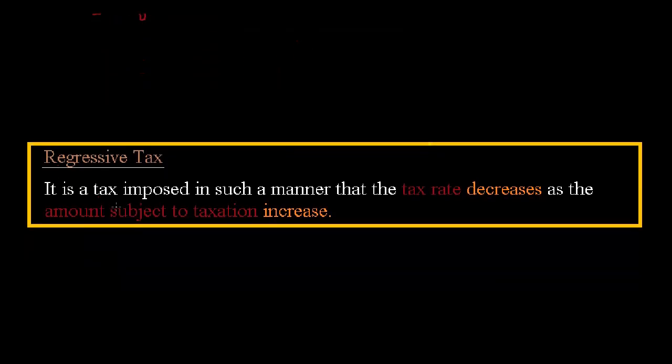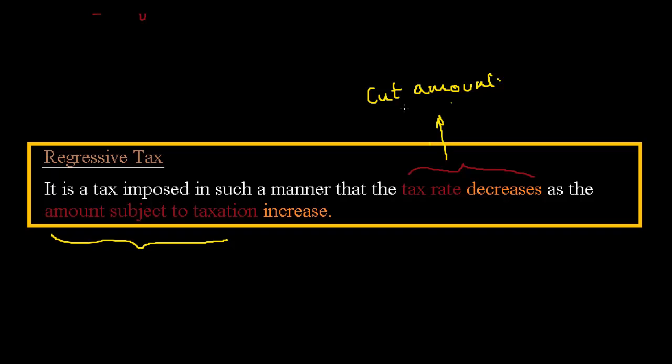Regressive tax is a tax imposed in such a manner that the tax rate decreases as the amount subject to taxation increases. The tax rate is decreasing and the amount subject to taxation is increasing. Now, as we have already discussed, the tax rate is the cut amount of the government. The government says you have to give me this much percentage as a cut out of the total money that you have in your pocket.